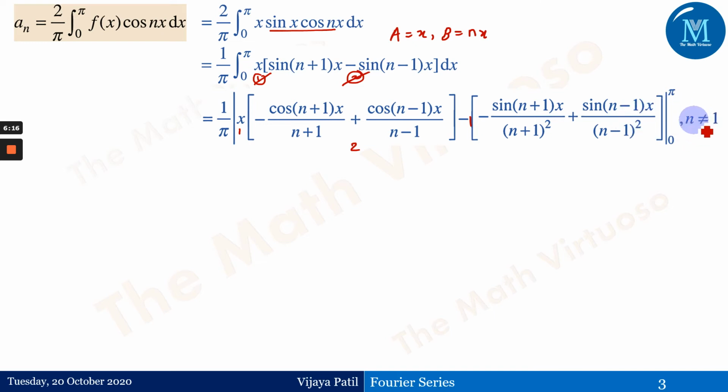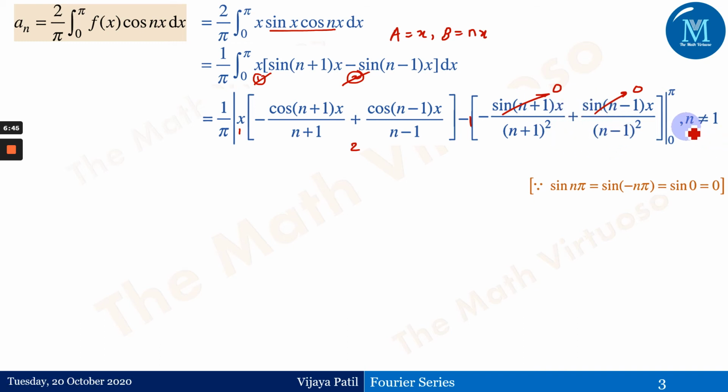And now let me just explain this particular part before that. So this is the first function, this is the second function, the limits are pi and 0. Ultimately this second bracket would go to 0, because we have already defined that sine of nx, sine of minus nx, sine of 0 is equal to 0, and therefore this entire second bracket would go to 0.